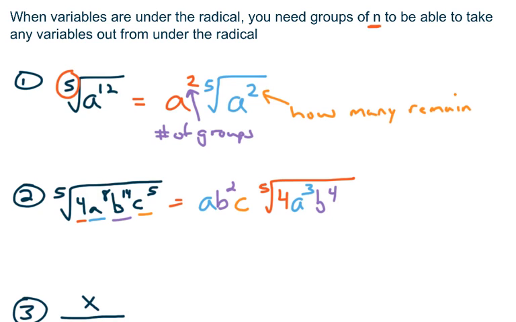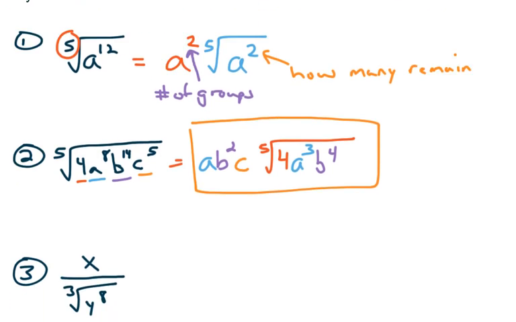So if there's nothing left underneath, you don't need to write anything underneath. This is your final answer right here for number 2: ab squared times c times the 5th root of 4a cubed b to the 4th. Kind of a mouthful, but really just take it piece by piece, and it'll go all right.